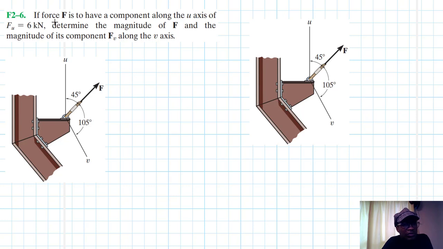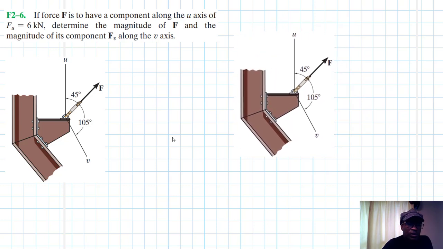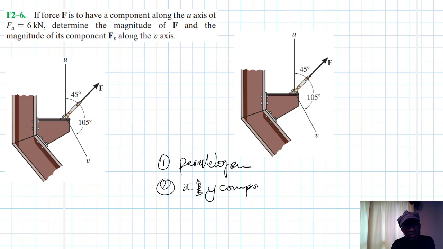The problem reads: if force F is to have a component along the u-axis of Fu equal to 6 kilonewtons, determine the magnitude of F and the magnitude of its component Fv along the v-axis. This problem is from the Engineering Mechanics Statics textbook, 13th edition, by R.C. Hibbeler. We are going to solve it using the parallelogram method, as well as by resolving these forces into x and y components. All right, let's start.